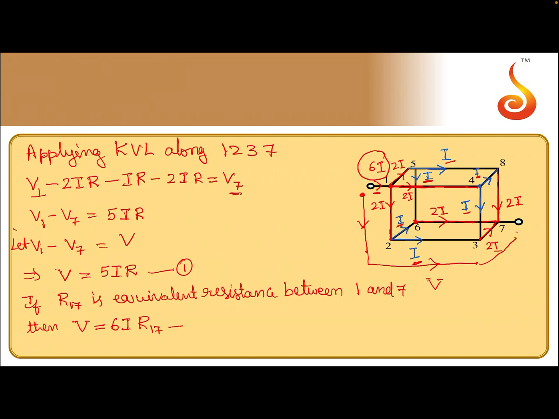Call this as 1, call this as 2. So comparing 1 and 2, what do we get? 6I into R17 is equal to 5IR. This is also V, this is also V, the potential difference between 1 and 7. So R17 is equal to, I and I get cancelled, 5R by 6. So this should be the answer. So that is option C.